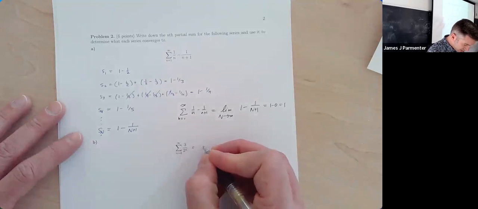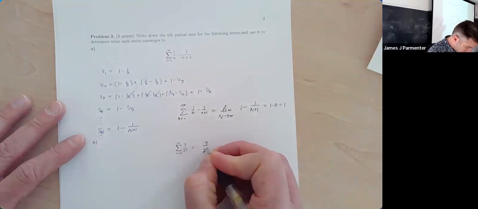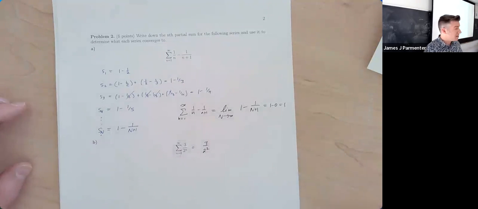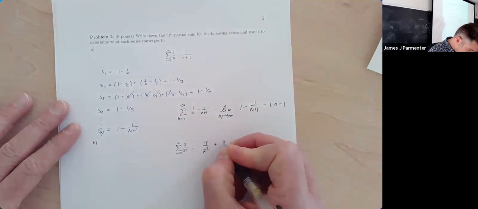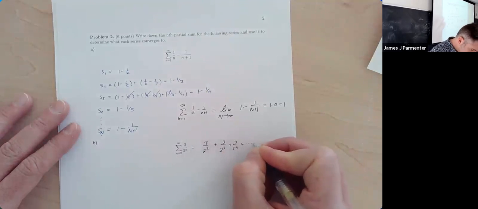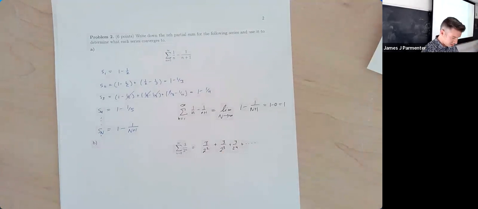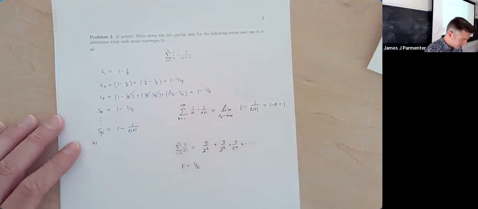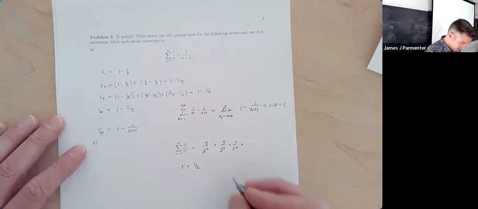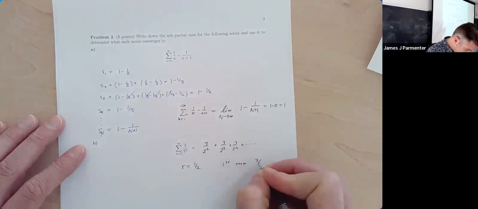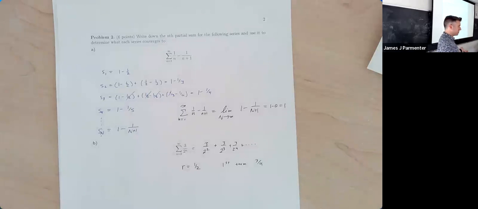That's going to be 3 over 2 squared, right? Because my first term starts at n equals 2. It could be easy to miss that if we weren't paying close attention. And then 3 over 2 cubed, 3 over 2 to the 4th, and so on and so on. I can see that my ratio here is 1/2, and I know that my first term is 3 over 4. I know what this should converge to.